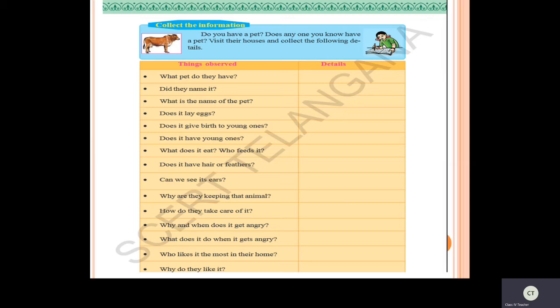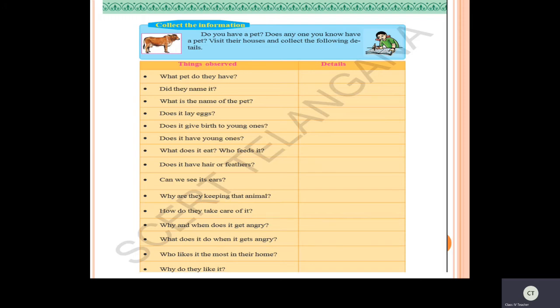Children, those who have textbooks, you can do this activity in your textbook. Okay? Let us discuss this. What pet do they have? See, either your neighbors or your friends, ask them what kind of pet they have, either a dog, parrot, rabbit, or any other animal. Okay? Did they name it? Just ask. If they have a name, you can write the name of the pet.